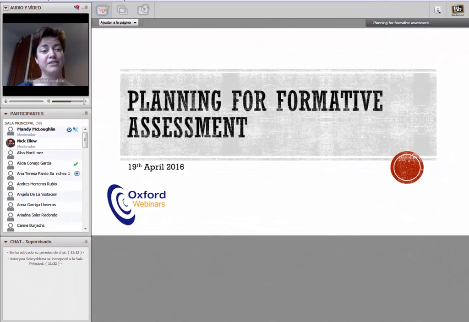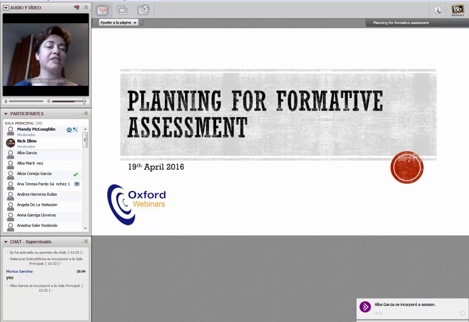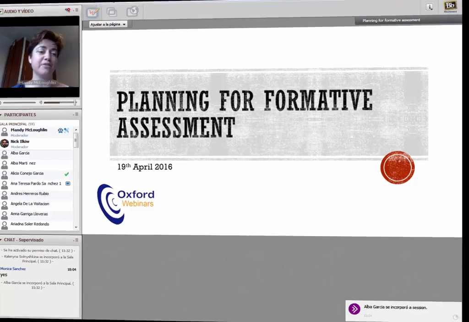Today we're going to talk about formative assessment, okay? And the plan for today, what I'd like to do is spend a little bit of time just checking what we understand by the phrase formative assessment. What does it really mean?